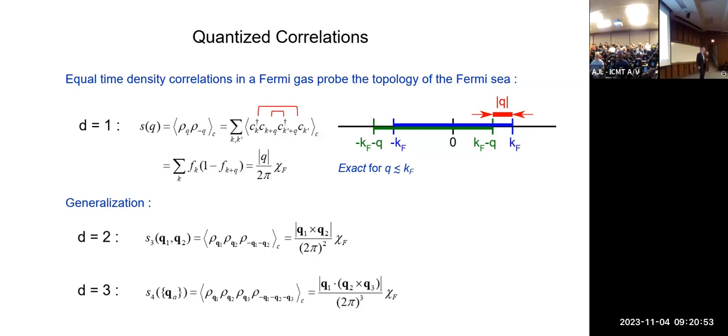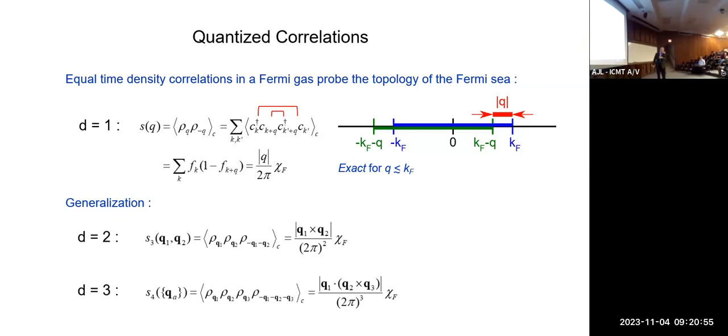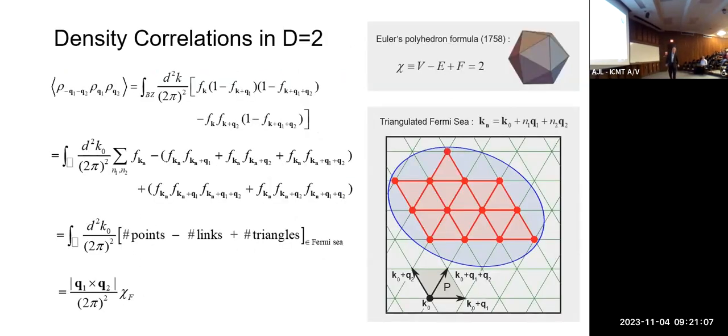Actually, one of the things we've done most recently is we've realized that this formula is obvious. Let me tell you why that formula is obvious. It's an application of this famous old formula by Euler, where he showed that if you have a polyhedron that has a bunch of faces, edges, and vertices, and you add up the number of vertices minus the number of edges plus the number of faces, it's always equal to 2.